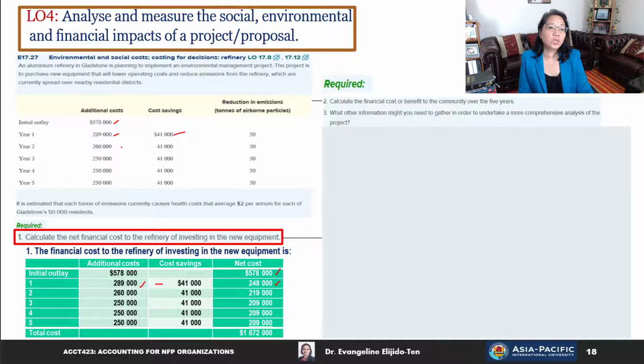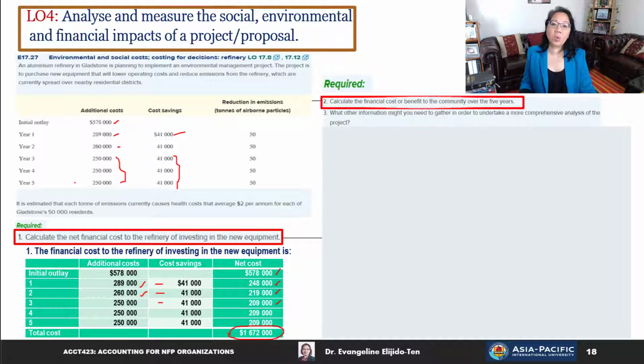We'll do the same for year 2. 260,000 is the additional cost and a savings of 41,000, so that's 219,000. And for years 3, 4, and 5, the additional cost and the cost savings are the same. So when we deduct 250,000 minus 41,000, we'll get 209,000 for each of years 3, 4, and 5. So what we can see here is the total cost to the refinery of investing in this new equipment is $1,672,000. So that's pretty straightforward.